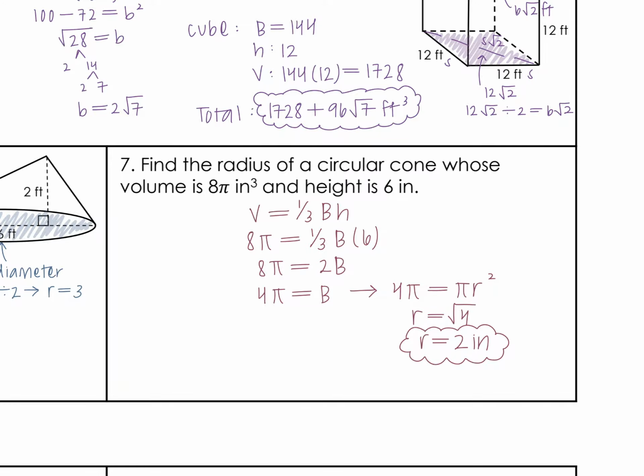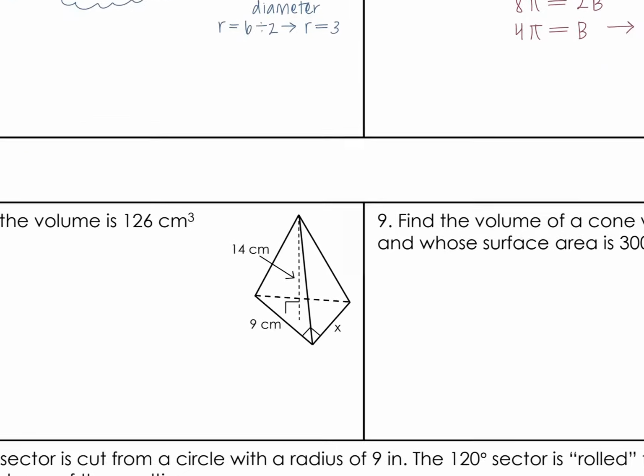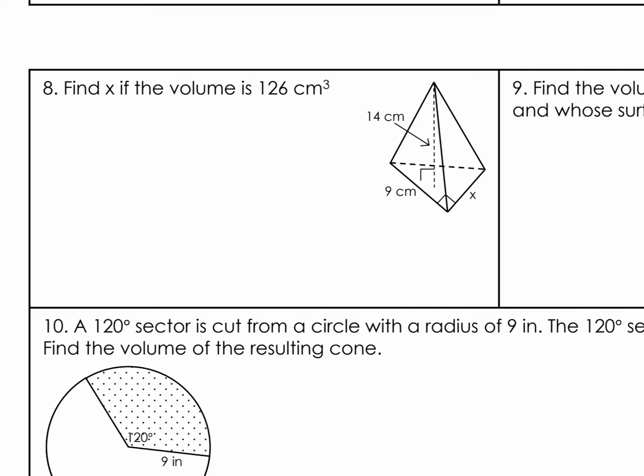All right, let's go ahead and move on to the back side. We have number 8. In number 8 here, we are finding x if the volume is 126 centimeters cubed. Here I'm just going to highlight my base. Another way to solve it, like we did with the previous one, is I can plug into my formula. My volume is equal to 1/3 the area of the base times the height, right?